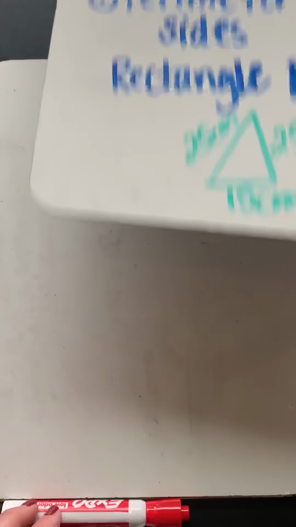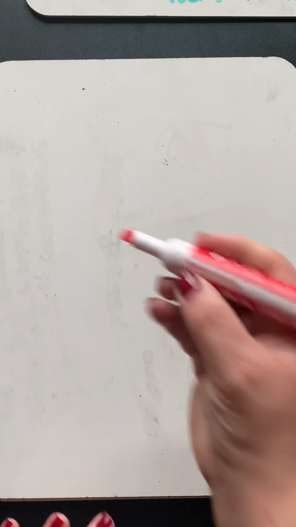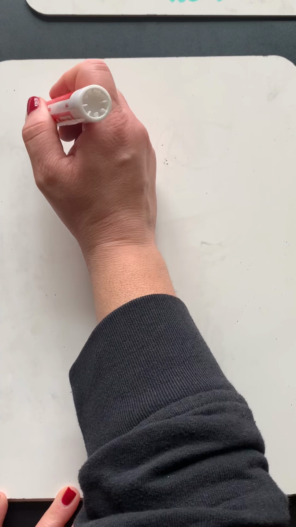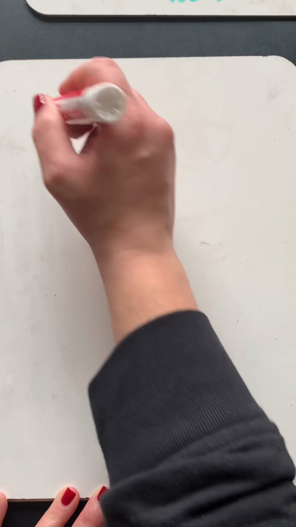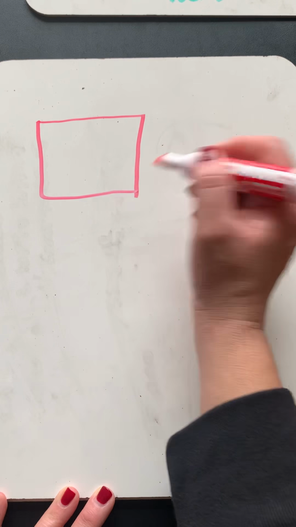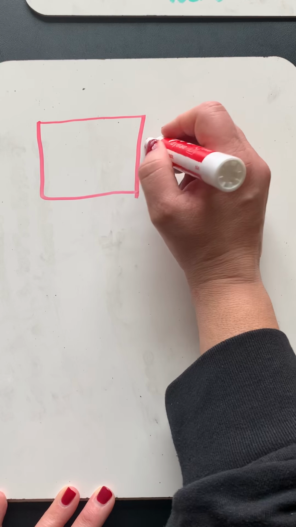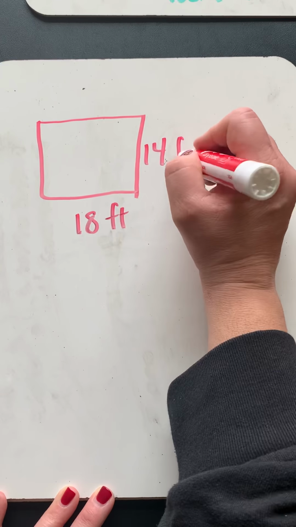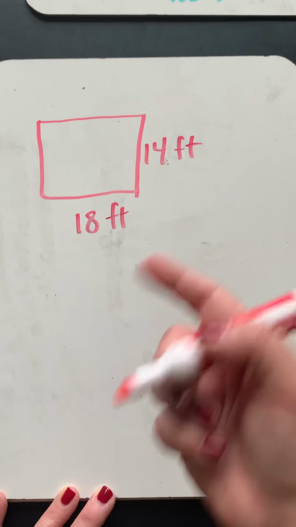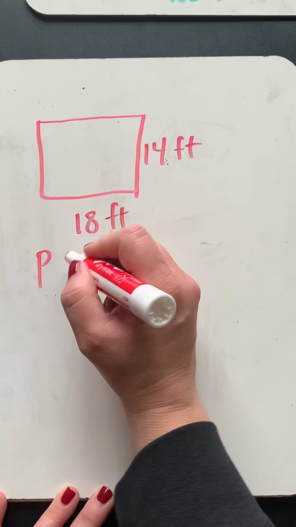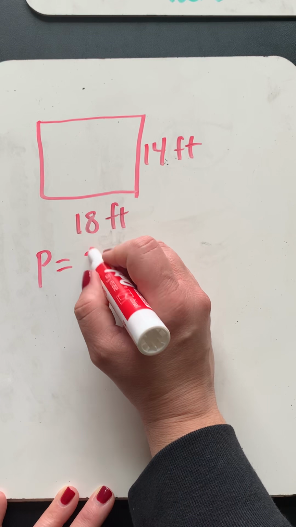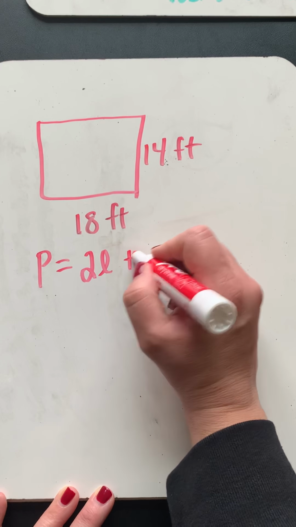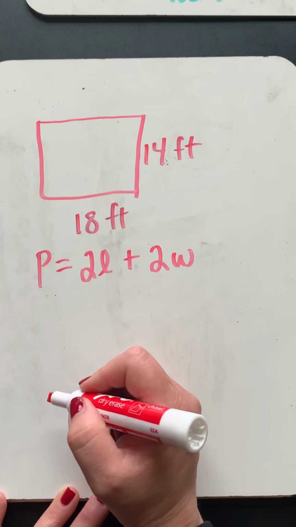Okay, now if you're doing a rectangle, like I said, you can add up all the sides, or you can use the formula. I want you guys to get accustomed to using the formula. I think it'll make life a little bit easier for you. So if I have 14 feet and 18 feet, to find the perimeter of this rectangle, I'm going to simply take 2 times my length plus 2 times my width.